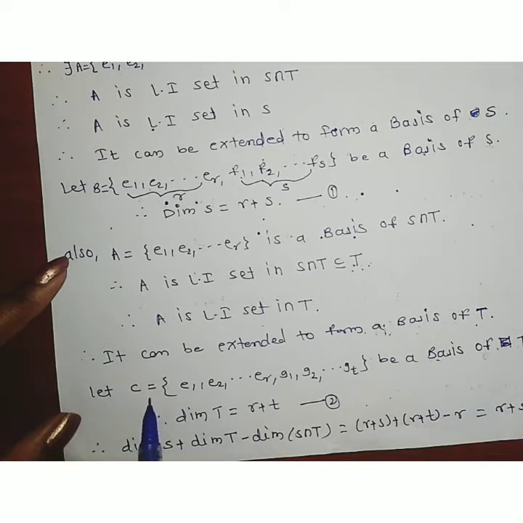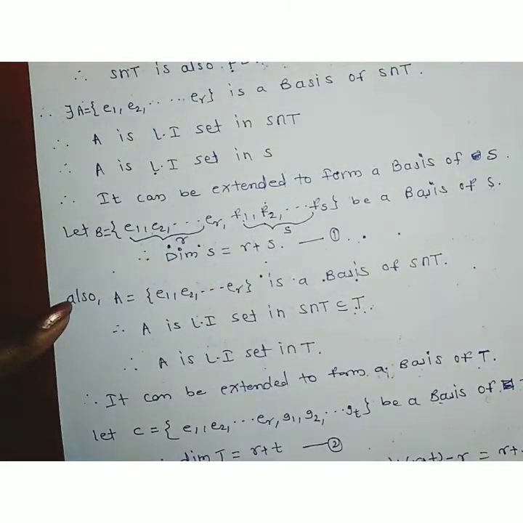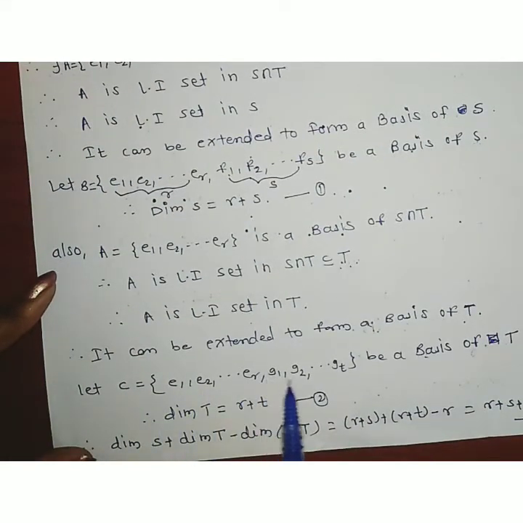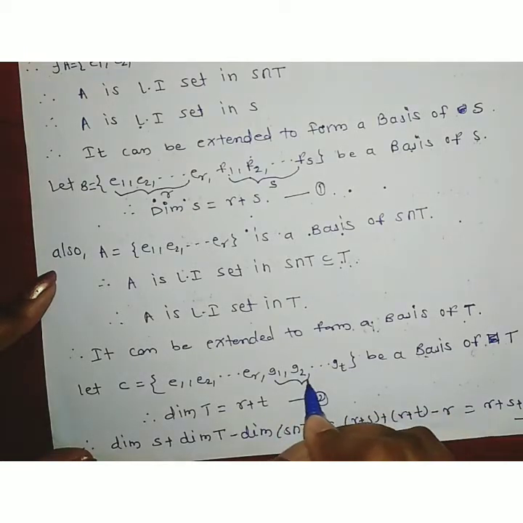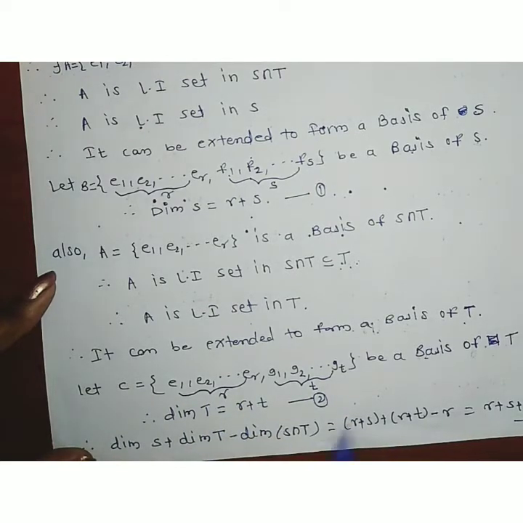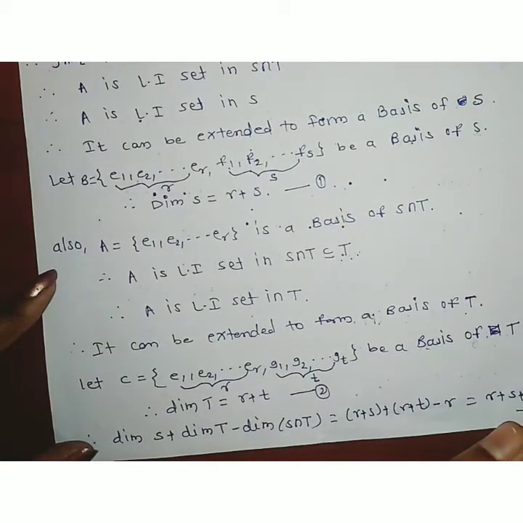Now let's consider C equal to the set. Put some vectors into the set A so that it can form a basis of T. Therefore, consider the vectors of the set {e1, e2, ..., er}, then add some t vectors to that set. Consider these t vectors as g1, g2, up to gt. These are the total t number of vectors, and these are the r number of vectors. So put the t vectors in that set so that the set C can form a basis for the subspace T.